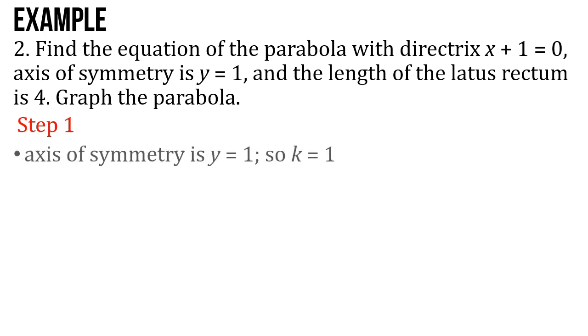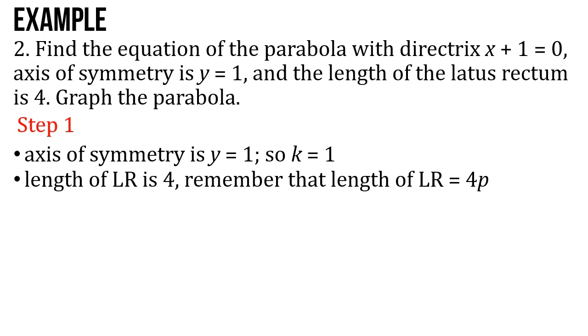So here is step 1. Axis of symmetry is y equals 1, so k equals 1 because y equals k. The length of the latus rectum is 4. So remember that the length of latus rectum is equal to 4p. So we can use this LR equals 4p. So 4p equals 4. Divide both sides by 4. We're going to get p equals 1.